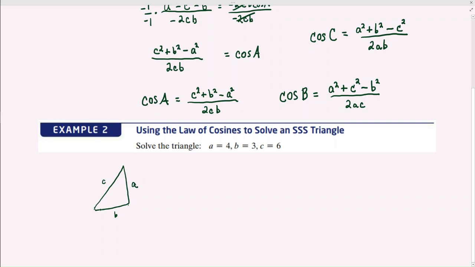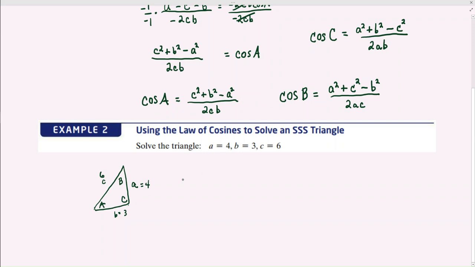All right, so that dictates that our angle capital A has to be here, and then the angle opposite little c is big C, and the angle opposite little b is uppercase B. All right, and what we know are just these sides. So A is equal to 4, C is equal to 6, and B is equal to 3.